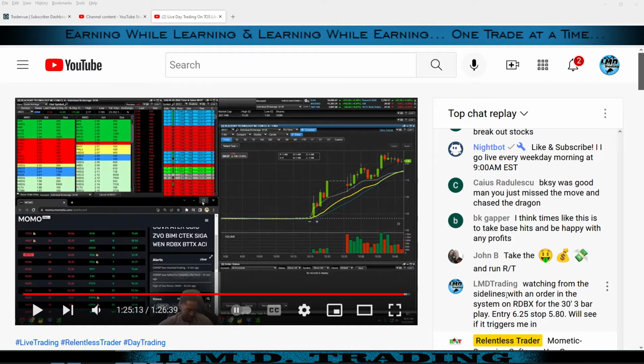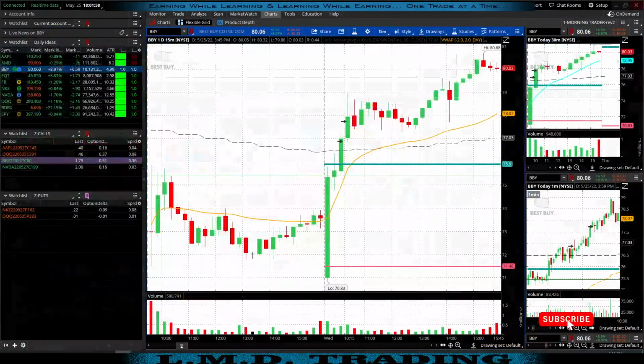system on red box. And that was for a 30-minute 3-bar play with my entry at 6.25, my stop at 5.80. And basically that we'll see if it triggers me in. The one thing that I hate that I didn't put on there was where my targets were going to be. This one here, I don't even think it was 1 R that I was going to get out of this thing for first target. And let's go ahead and bring up the charts, and we'll take a look at this one.